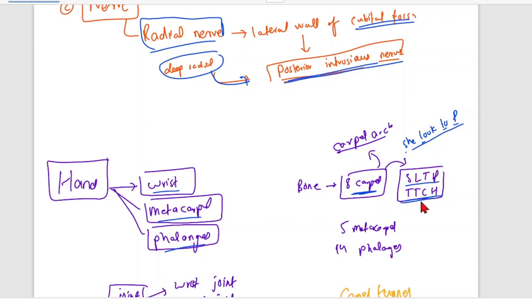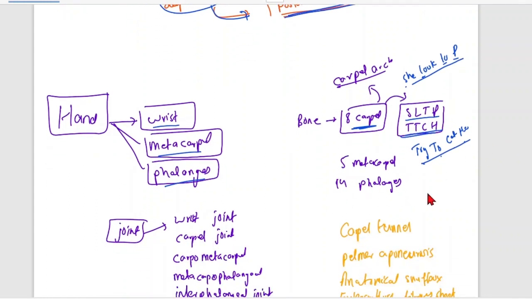Now the 4 other bones, one is the trapezium. So how can you remember that? "She looks too pretty. Try to catch her." Just like that, you have to remember this sentence, and from this sentence TTCH. So T means trapezium, trapezoid, capitate, hamate. These are the 8 bones of the carpal. Now there are 5 metacarpals and 14 phalanges.